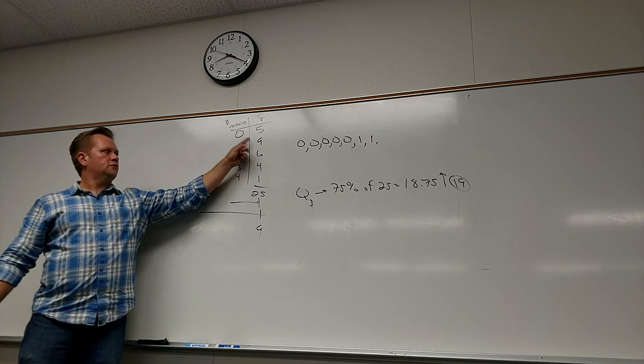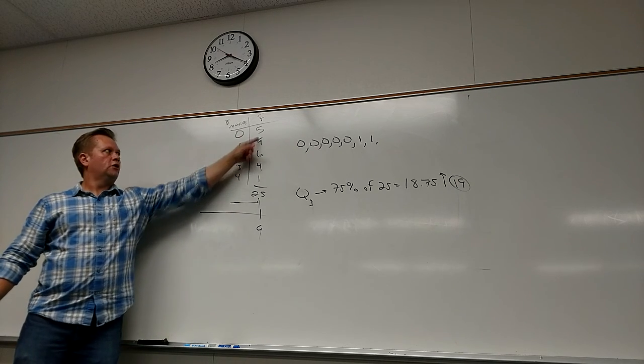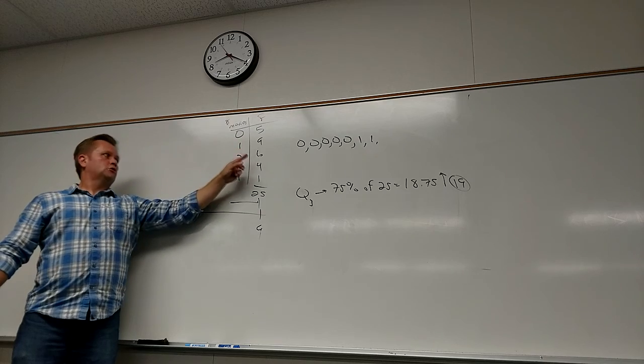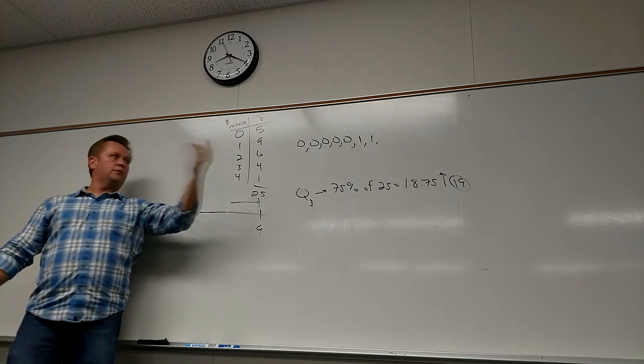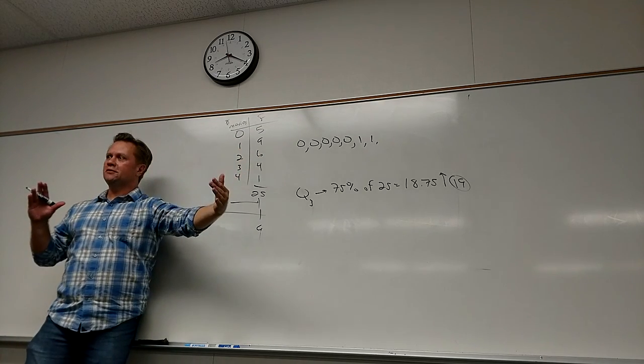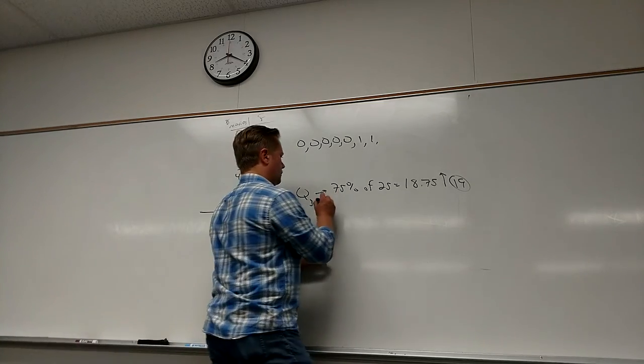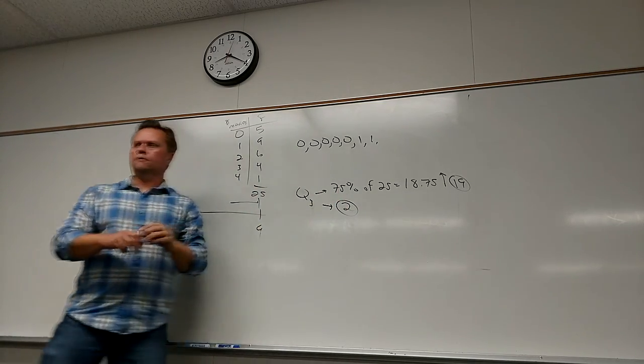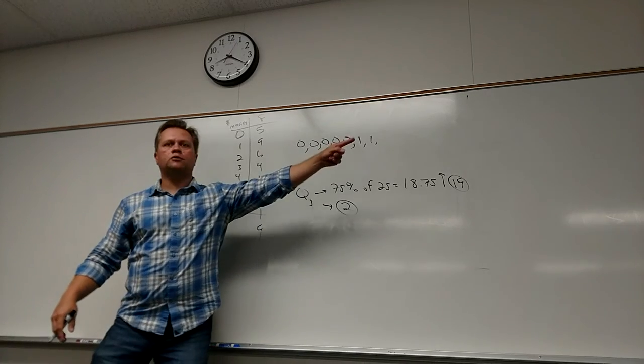5 in, you're 0. 9 in, you're still at 1. No, 9 more, so 14. 20 in, you're at 2. So the 19th number must have been one of these 2s. So Q3 would be 2.